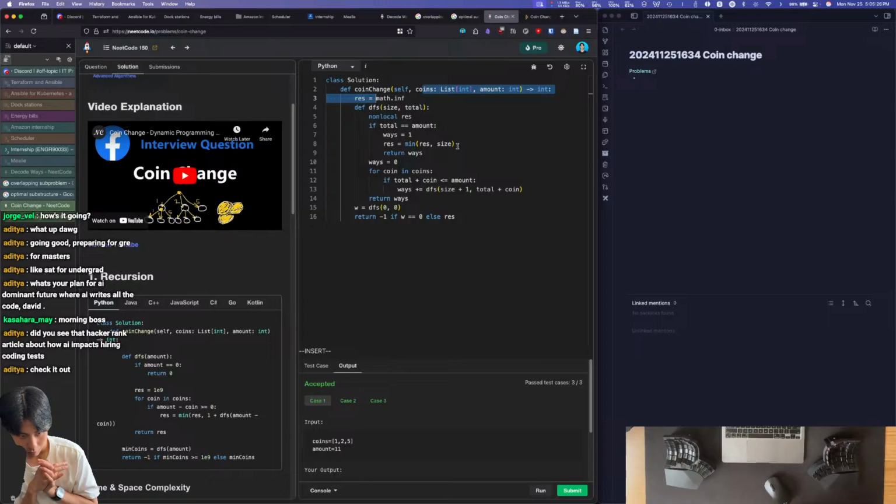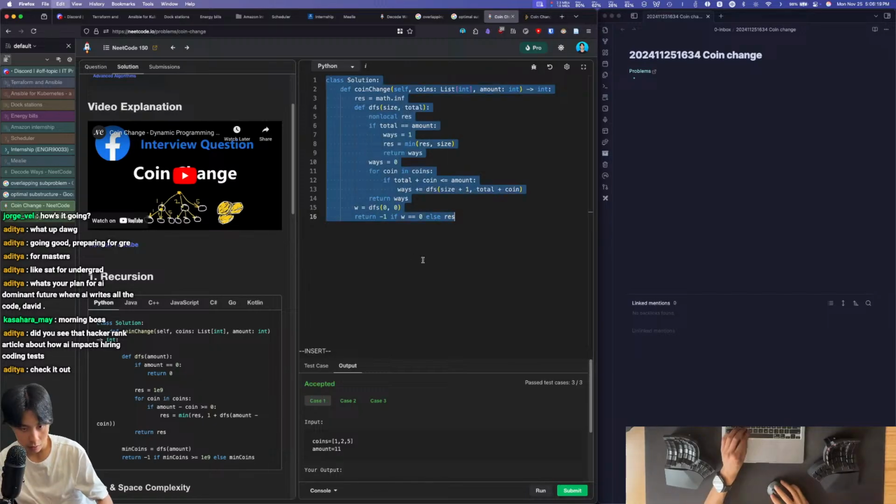But why would you return 0? For coin in coins, if amount minus coin is greater than or equal to 0, so there's still an amount left, the minimum of the result and 1 plus min coins. So I'm gonna say that there are some slight differences.